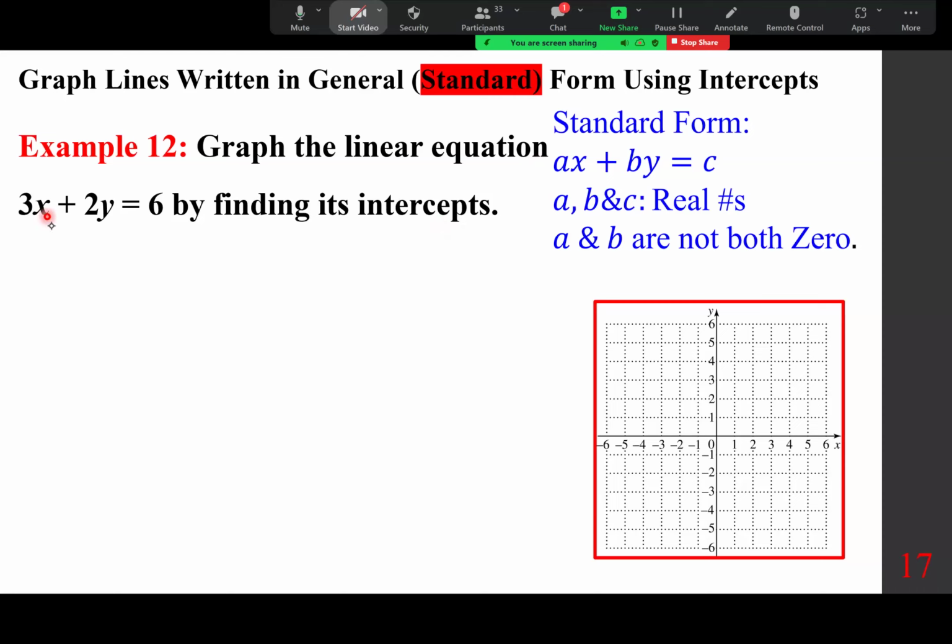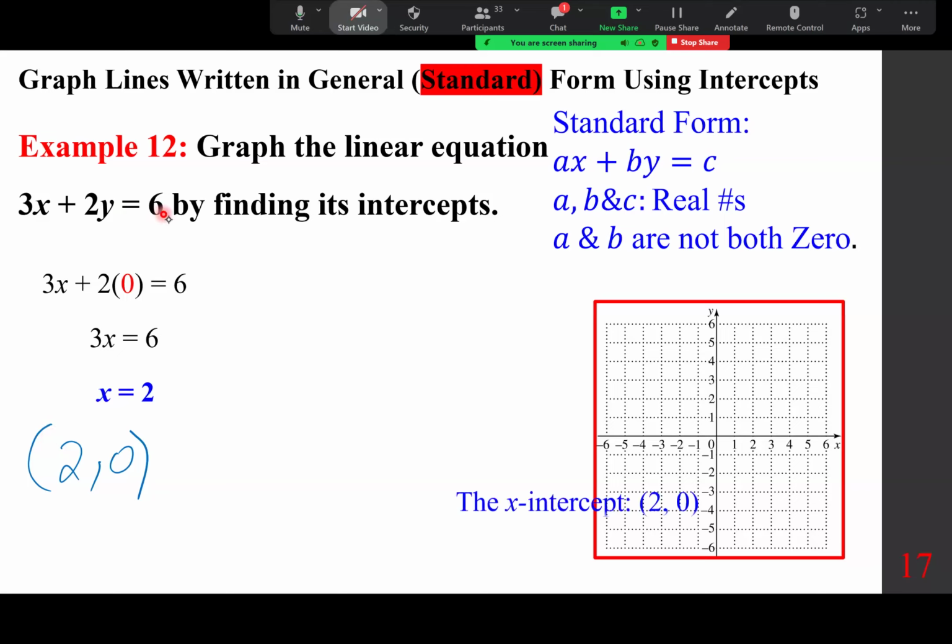So replace the x with 0, you find y. Replace the y with 0, you find x. That's the bottom line. So if you set y equal to 0, in fact, you can say this is gone. So 3x equals 6, x equals 2. So this means this pair. That's the meaning of it. Now, set x equal to 0. Ignore that. 2y equals 6, y equals 3.